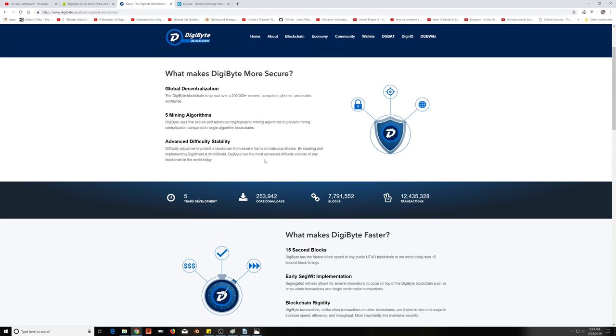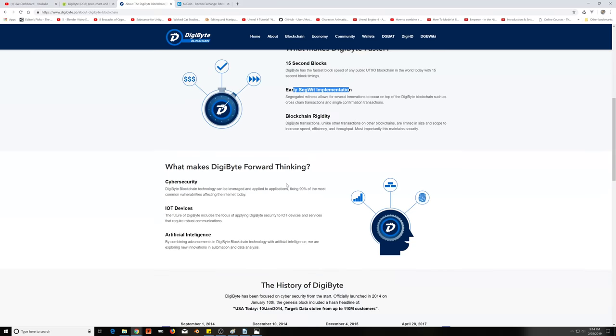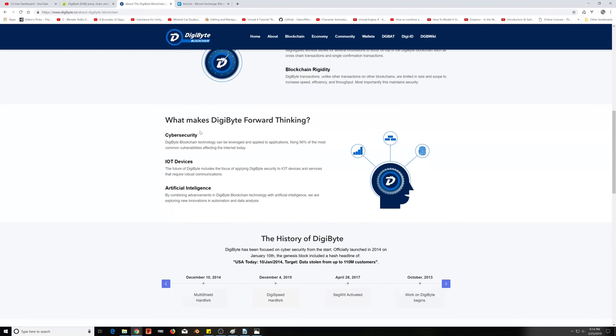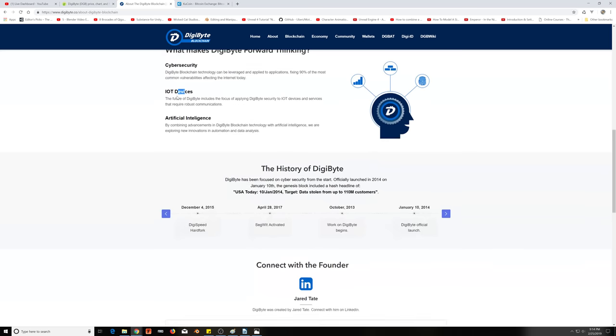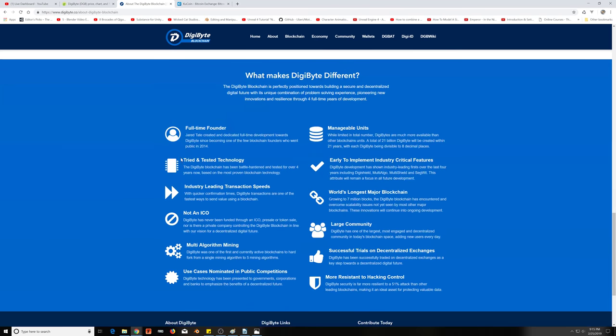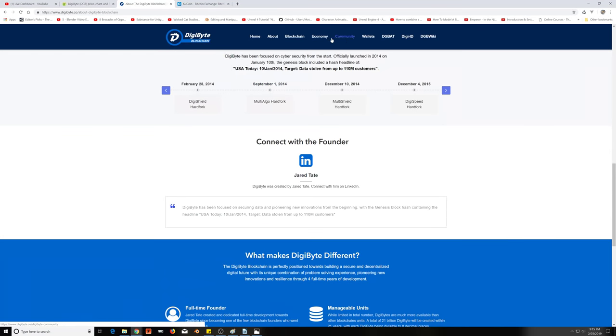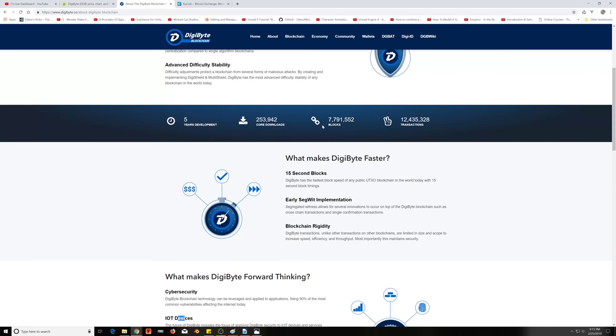Difficulty adjustments, okay. Yeah, it's like a secure Bitcoin, I guess. Yeah, they're using SegWit, segregated witness. IoT devices. AI. Yeah. Okay. Well, their website, I'll tell you, does not do them justice for what they have coming down the pipe.